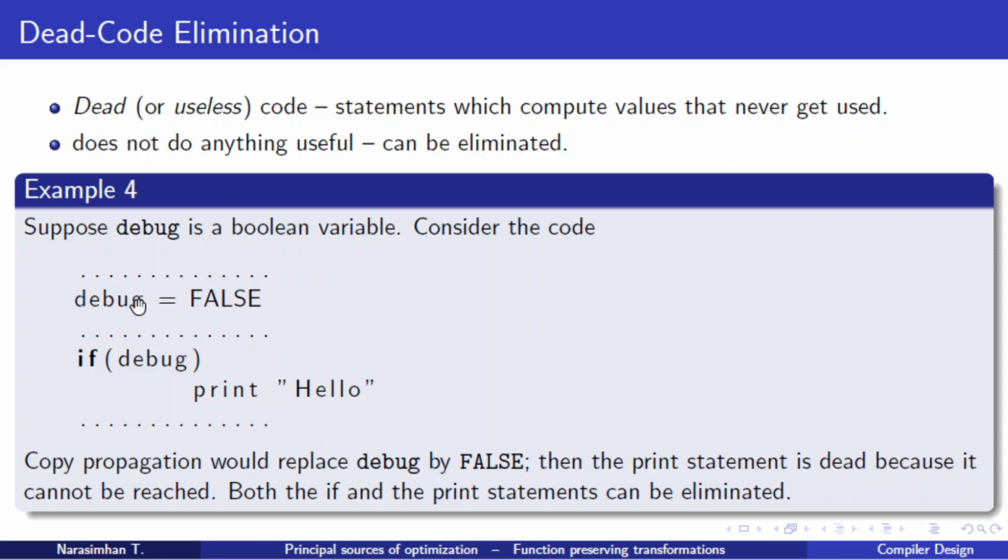If you apply copy propagation, what will happen is this debug will be replaced by false. So that means the condition of this statement will be evaluated to false. This implies the print statement will not be executed. In a sense, it will become a dead code, and hence that can be removed from the program. So if the print statement becomes dead code, there is no point in testing the condition also. The if statement will also become a dead code. That can also be eliminated. So the end result is that both the if statement and the print statement can be removed as they are dead code.